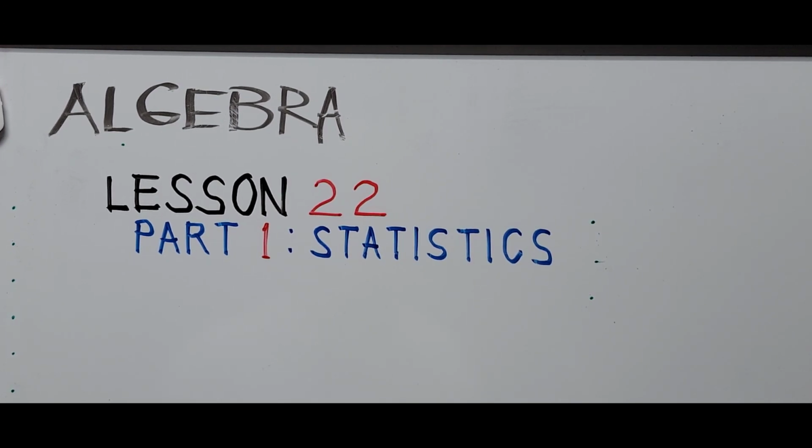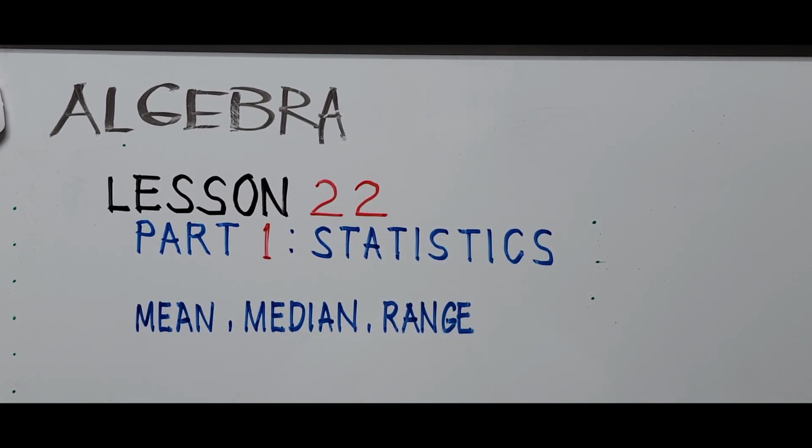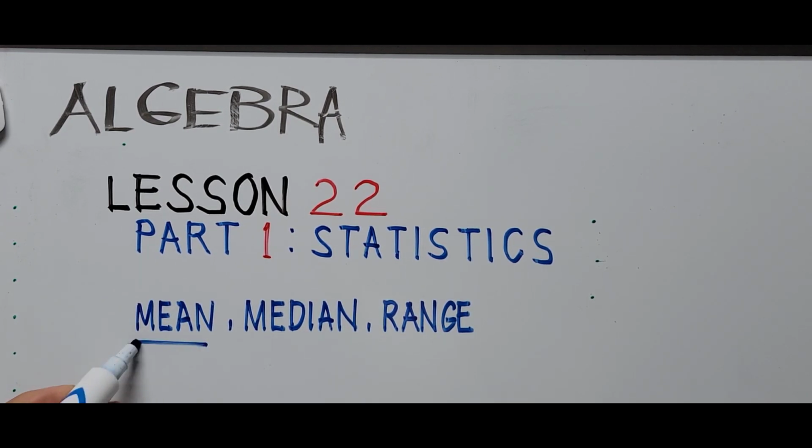Since part 1 is statistics, what is statistics? Statistics is the study and manipulation of data, including ways to gather, review, analyze, and draw conclusions from data. Here in statistics, we'll be dealing mainly with mean, median, and range. First off, we have to deal with mean. What does mean refer to in statistics? In layman's terms, it is the average of the set of values.